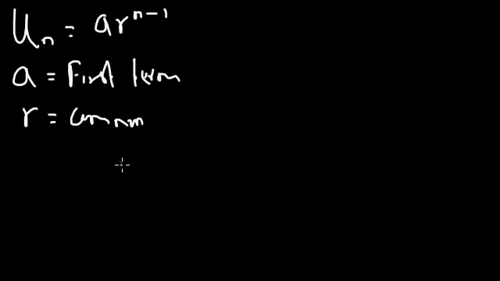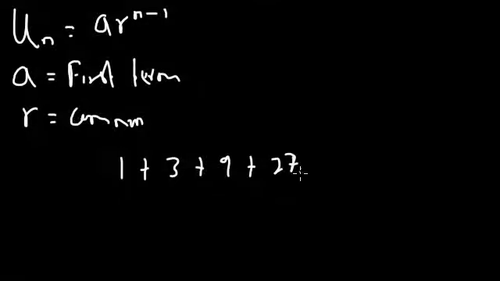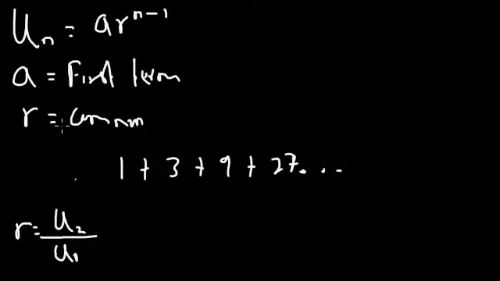Consider this geometric series: 1 plus 3 plus 9 plus 27, and let's say it's infinite, so it continues like that. You might be wondering, how do you know if that series is a geometric series? For it to be a geometric series, it must have a common ratio r. And to find it, the common ratio is simply the ratio of the second term, u of 2, divided by the first term, u of 1. The first term is the same thing as a, so you can express it as u of 2 divided by a.